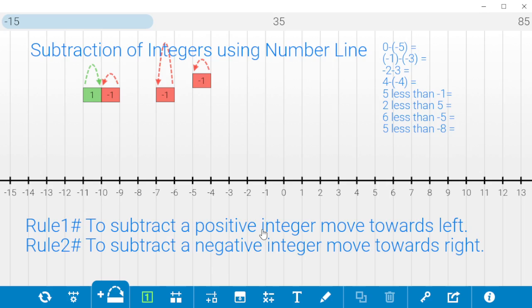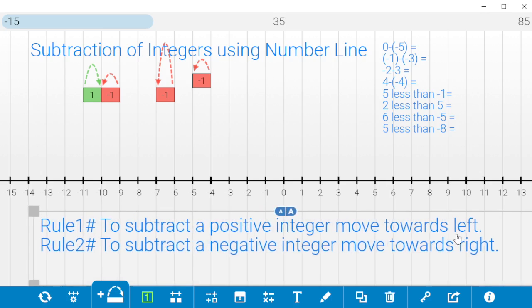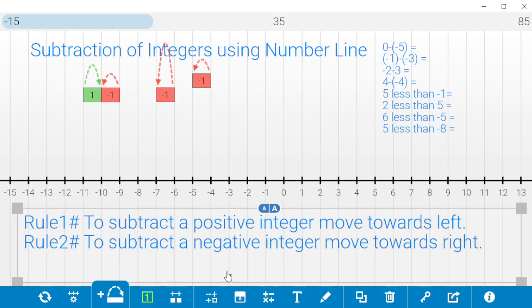But since the subtraction and addition operations are the inverse of each other, opposite operations, we have to revert the rules. So here in subtraction, if we have to subtract a positive integer, then we have to move towards the left. And to subtract a negative integer, we have to move towards the right. So these two rules we have to follow. So let's start the demonstration.